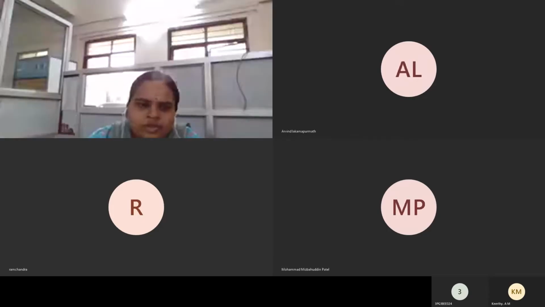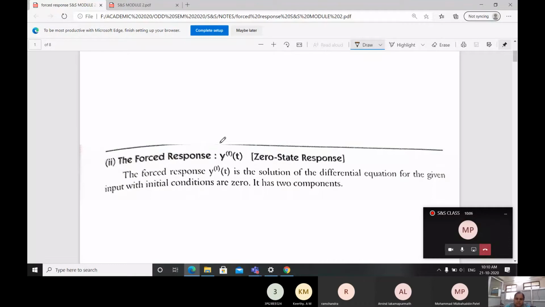Okay, next topic is the forced response. It is going to be represented as y f of t, and the forced response is also called the zero state response. Therefore the forced response y f of t is the solution of the differential equation for the given input, with initial conditions equal to 0.